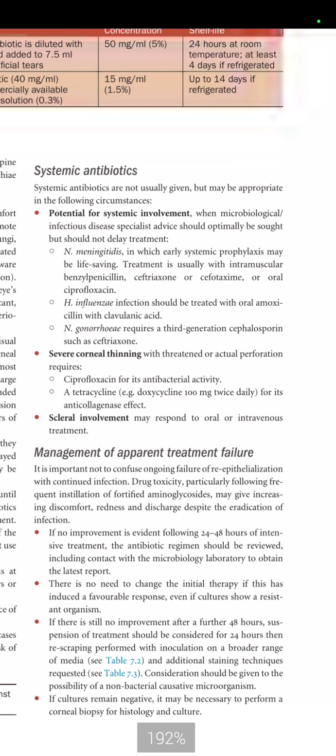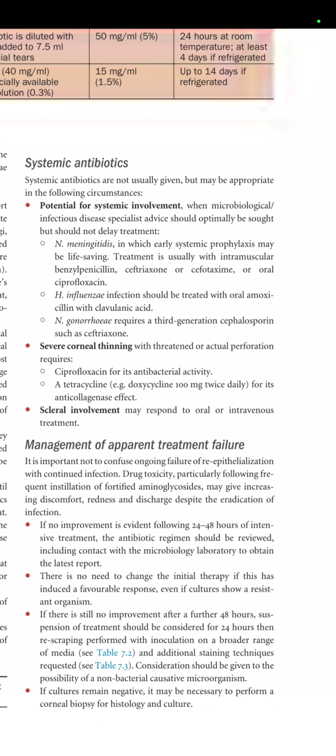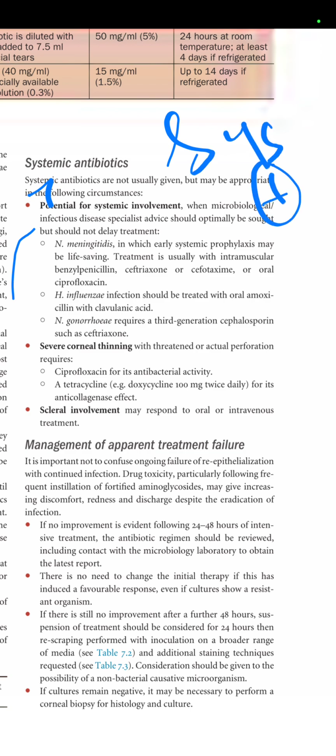Then there are systemic antibiotics. When do we start systemic antibiotics in a case of bacterial keratitis? Systemic antibiotics are usually not given, but may be appropriate in the following circumstances. Basically, we tend to use systemic antibiotics when there is significant thinning, when there is associated systemic disease as well, and in neonates as well.